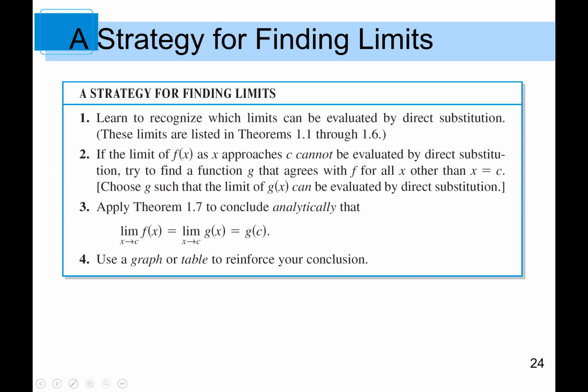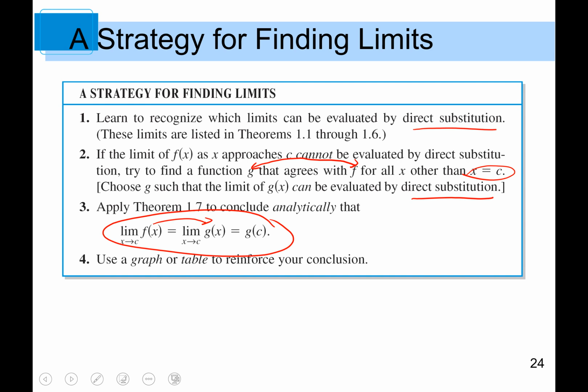Another strategy for finding a limit: learn to recognize which limits can be evaluated by direct substitution. If the limit of f of x as x approaches c cannot be evaluated by direct substitution, try to find a function g that agrees with f, meaning the two functions are identical except at one particular point x equals c. Then if you cancel the same factor on both numerator and denominator, you can apply the direct substitution afterwards. Okay, so that's how this works. Transform the function f of x into g of x, and after that apply the direct substitution. And you can graph it to check whether your conclusion is correct.